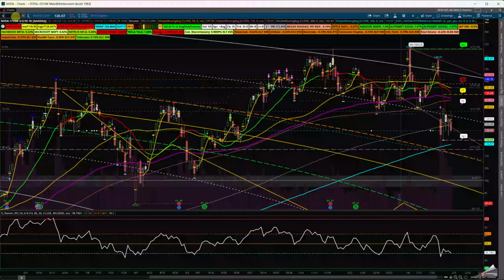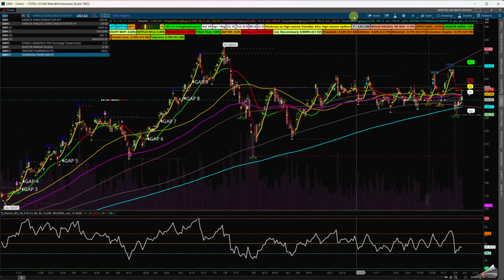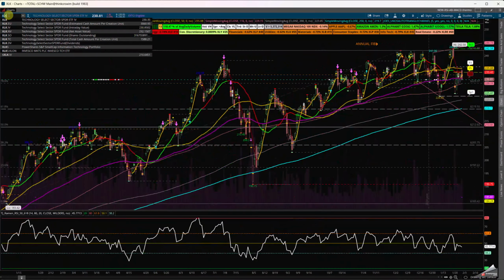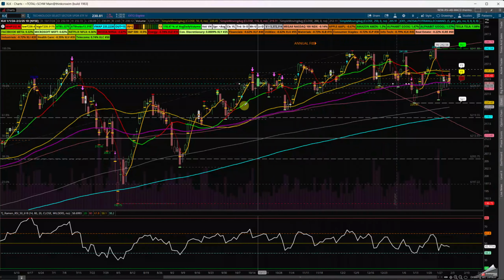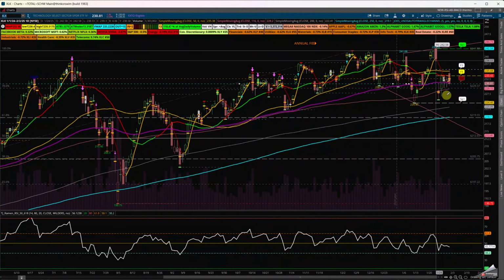Let's take a look at semiconductor SMH. You can see that SMH since the October, November area has been going back and forth, grinding. This tells me something is wrong in the tech sector. Even if I take a look at XLK, the tech ETF, you can see the same issue. It's been going back and forth since October, November, December. This is the January of 2020. Now we're going to have February.